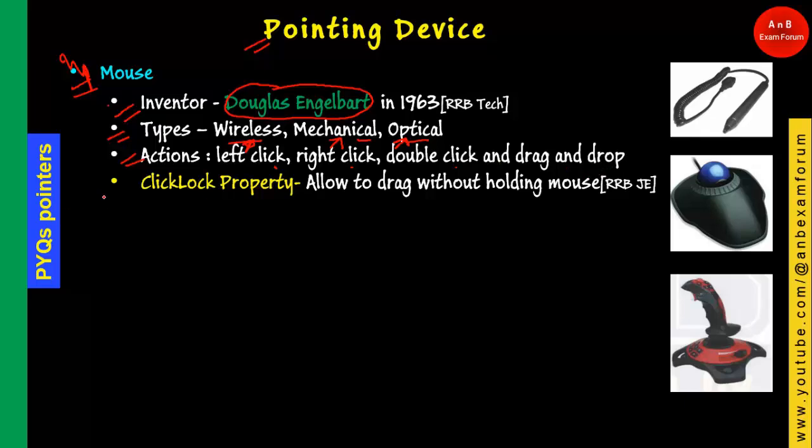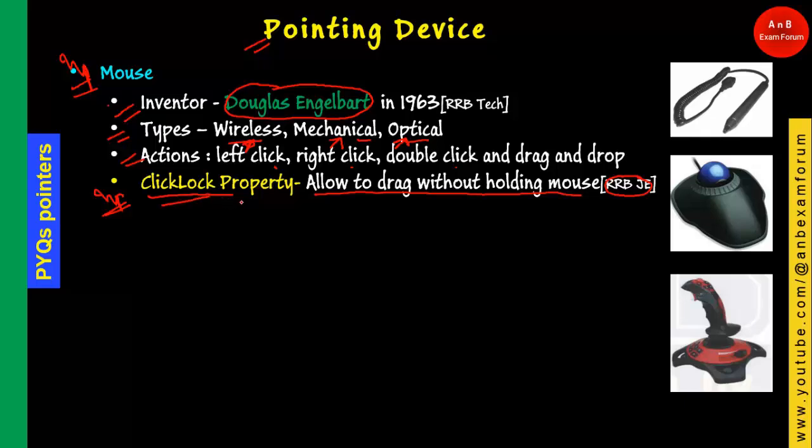Coming to a very important property of the mouse, the click lock property, this type of question we have seen in RRB JE, where they ask you about the click lock property. So what is click lock property? It is used to drag without holding the mouse. There is one roll button; if you just click it, it will drag automatically without holding the mouse. That's why it is called click lock property. If you're not understanding this property, you can check on your computer, you will get to know.